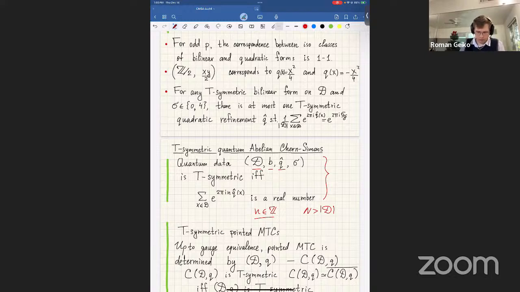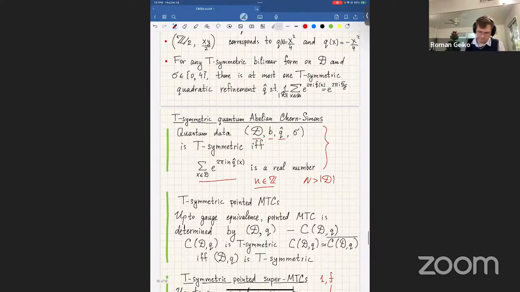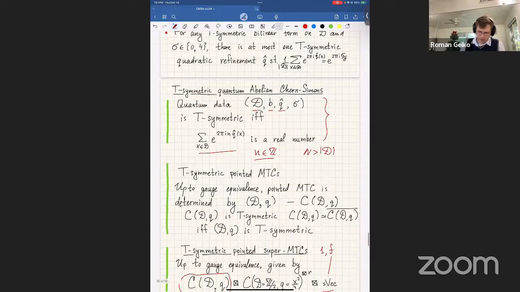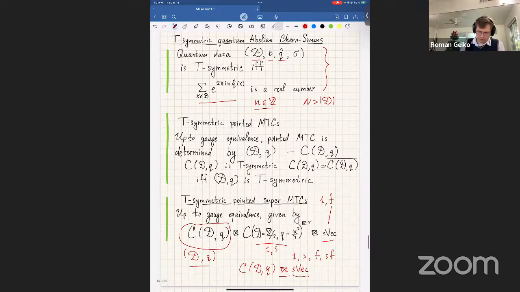So it's a very tractable description. This is again for the spin case, because I'm talking about quadratic refinements, but it's even simpler if I work with quadratic forms in the bosonic case. Then the condition is literally the same. All I need to do is just to take all higher Gauss sums.